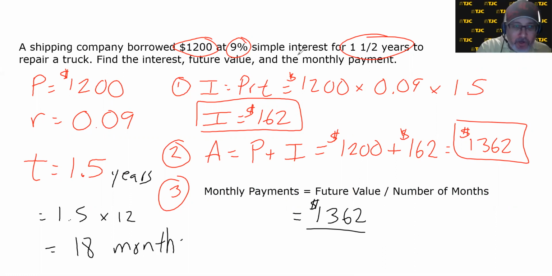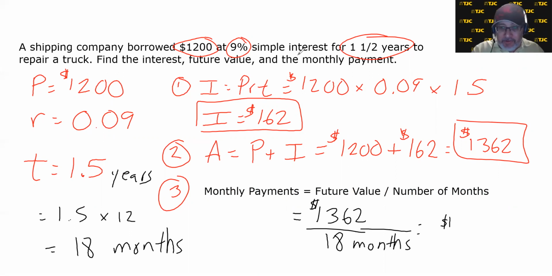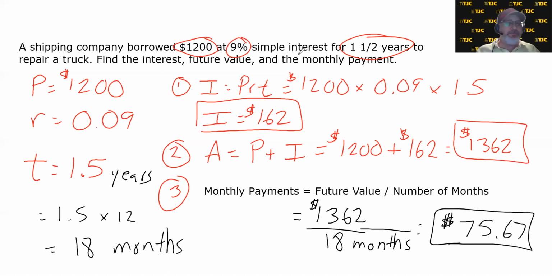It's really not that hard to figure. Half of a year is 6 months, so 1.5 is 1 year plus a half a year. 12 months plus 6 months is 18 months. So if we divide the future value by the number of months, we get our monthly payment, and to the nearest cent is $75.67. That's probably manageable.